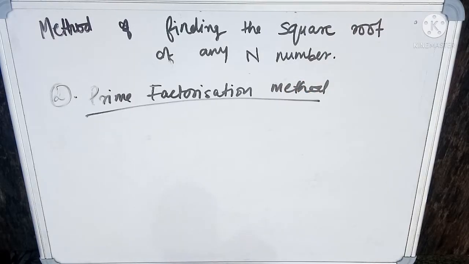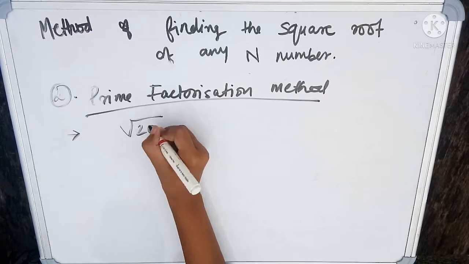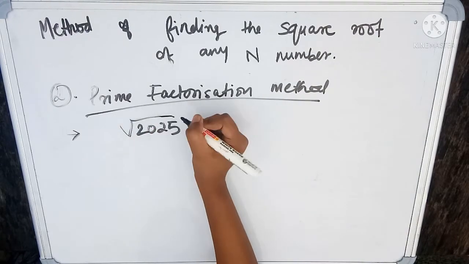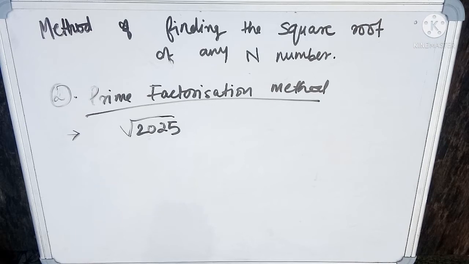So let us understand this also with an example. Suppose we have to find out the square root of 2025 using this prime factorization method. So here what we need to do is factorize the number into its prime form.